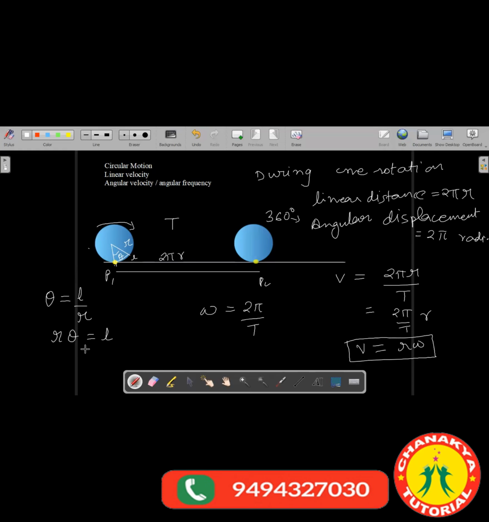If I divide both sides by T, I will get R theta by T equal to L by T. Theta by T is the angular velocity and L by T is the linear velocity, how fast the arc is being traversed. So that is the linear velocity, and hence we obtain the relationship between them as R omega equals V. Again, the same relationship that we obtained.